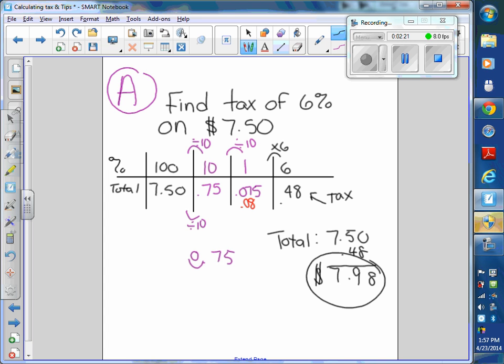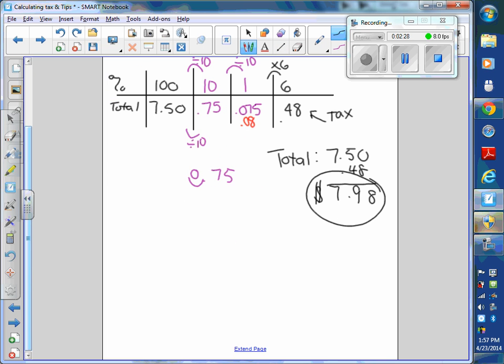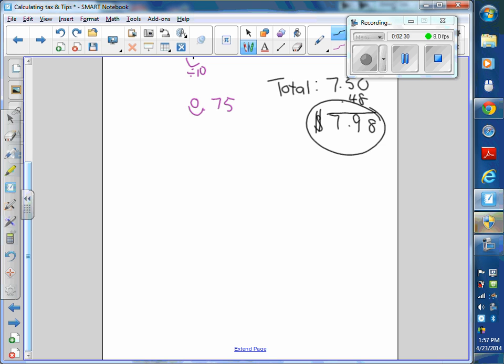Okay? So we're going to do B2. And that was $5, right? What was the tax we were trying to do on B2? What was it? 6% of $5? 6.5. Oh yeah, that's right. So now you want to find 6.5% of $5.